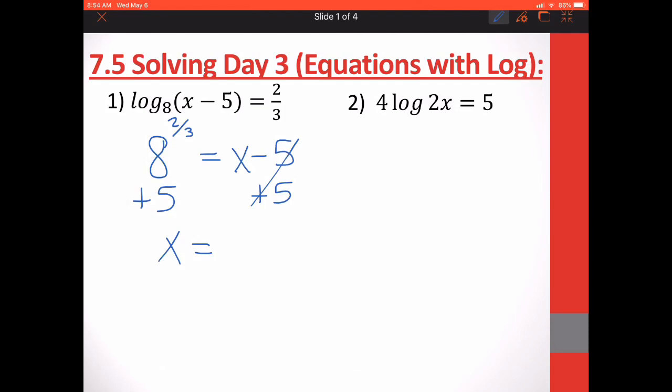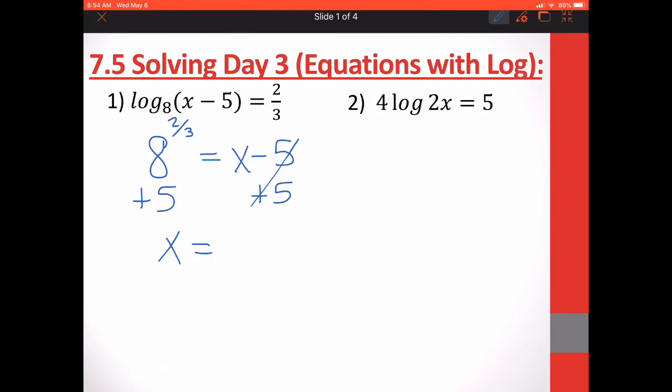Now if we remember 8 to the 2/3, the 3 that's the bottom of the fraction is a cube root. So we have the cube root of 8, which is 2, and 2 squared is 4. So we're going to take 4 and add 5. So our answer is going to be 9.